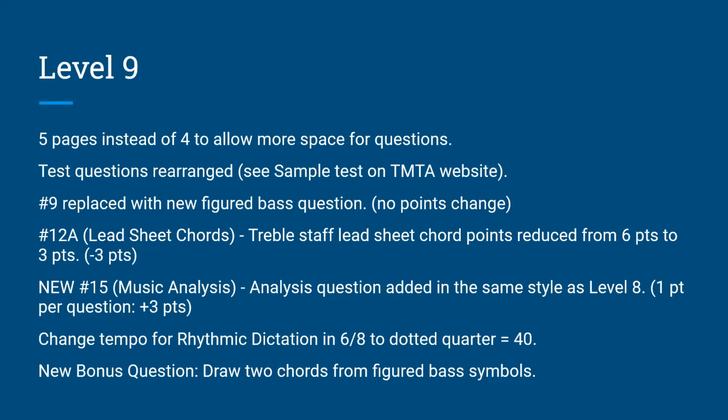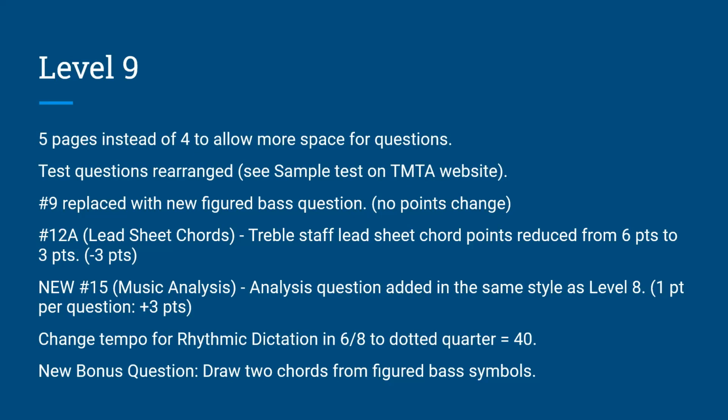Level 9 also has the number 9 replaced with the new figure-based question that we've already gone over. The number 12A lead sheet chords, the treble staff lead sheet chord points were reduced from 6 points to 3 points. This keeps it in line with some of the other levels. There's a new number 15 music analysis question that's added in the same style as level 8. I had noticed that we had music analysis on most of the levels, but then we had some levels where it would just disappear. And so now we have music analysis in some way, shape, or form on every single level, so that is now consistent.